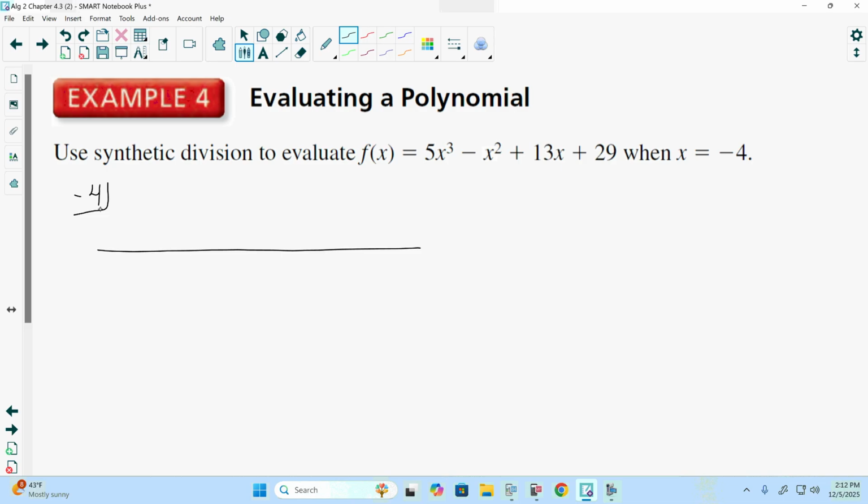Numbers going across the top would be 5 for x cubed, -1 for x squared, 13 for x, and then 29.